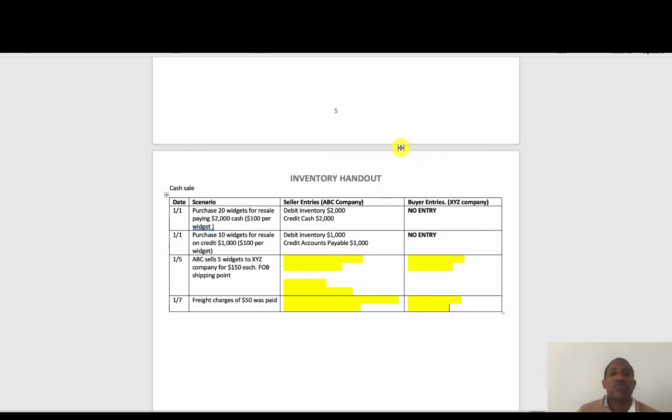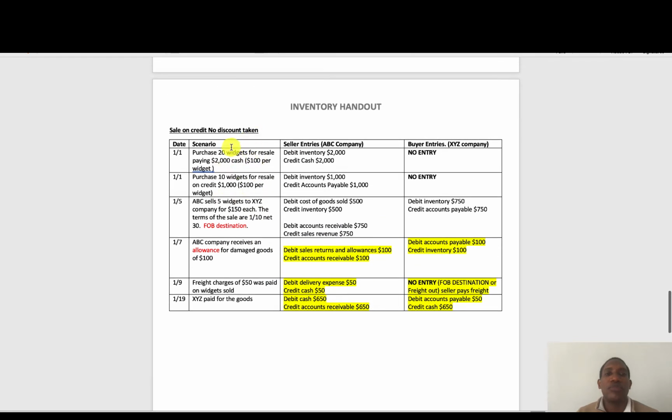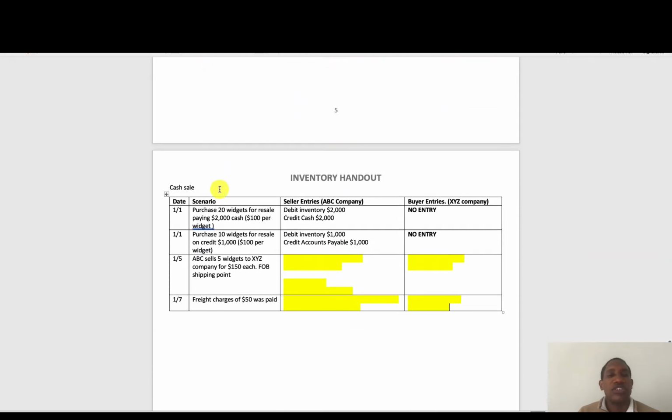In this scenario, we're going to continue or pick up where we left off. So we're going to have the same exact scenario as we had before, but instead of a credit sale, it's going to be a cash sale. And of course, if there's a cash sale, there's no discount, right? Because you're going to just pay whatever the amount is. You give a discount because the person is paying on credit.